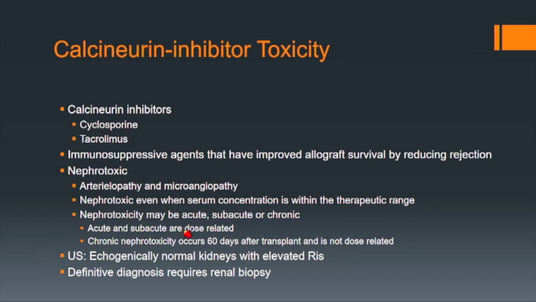Acute and subacute are dose-related, while chronic nephrotoxicity occurs 60 days after the transplant and is not dose-related. On ultrasound, we see echogenically normal kidneys with elevated RIs, and the definitive diagnosis requires renal biopsy.